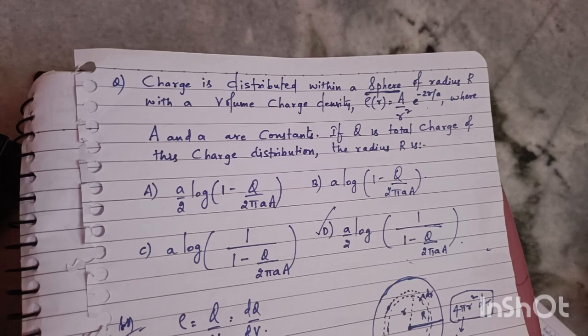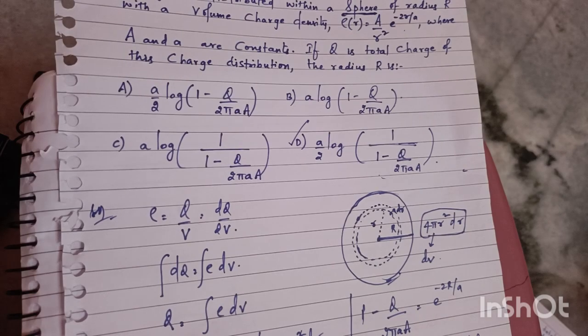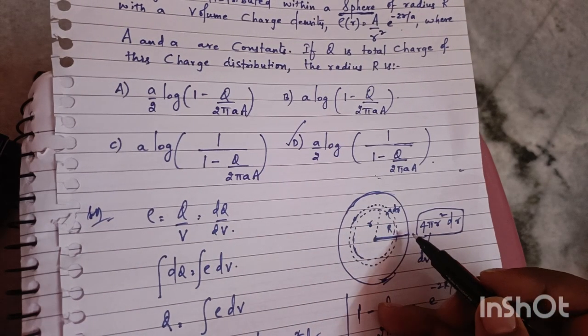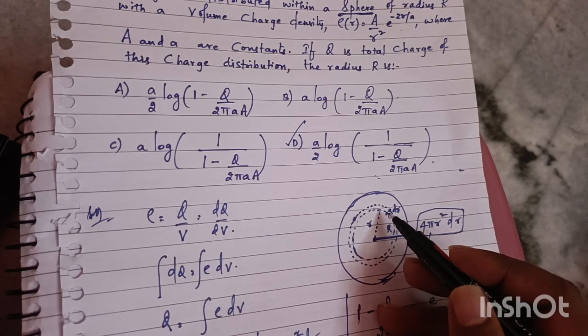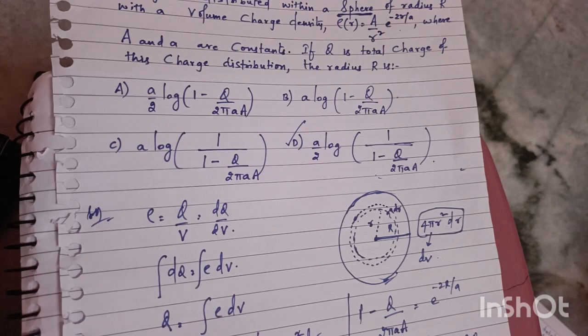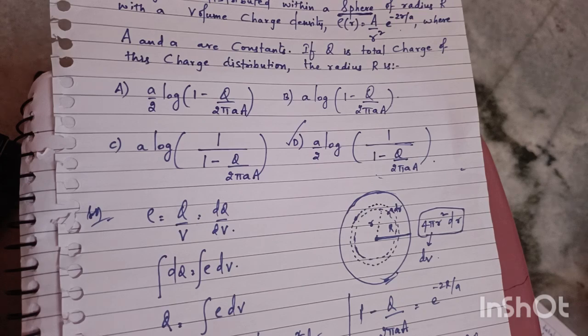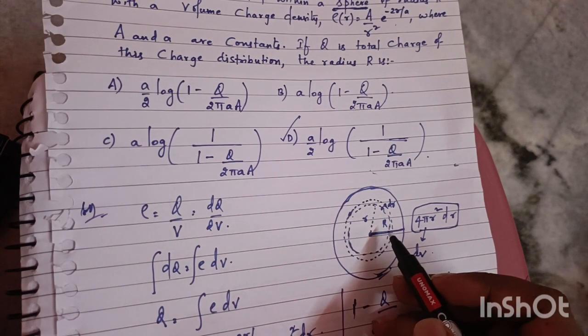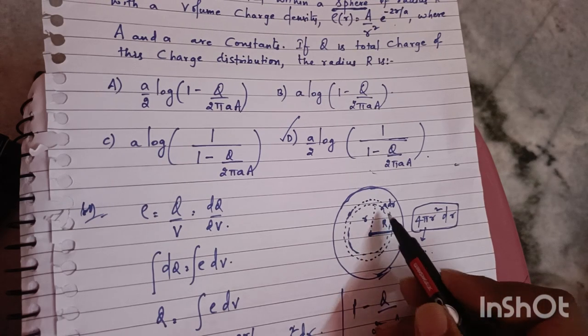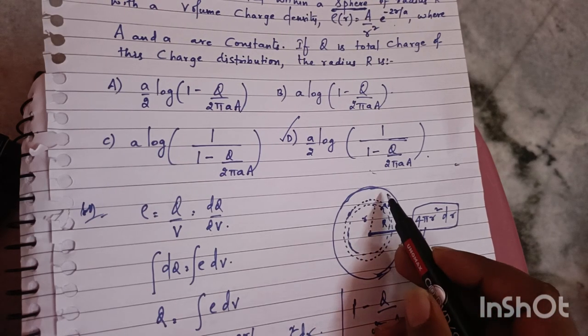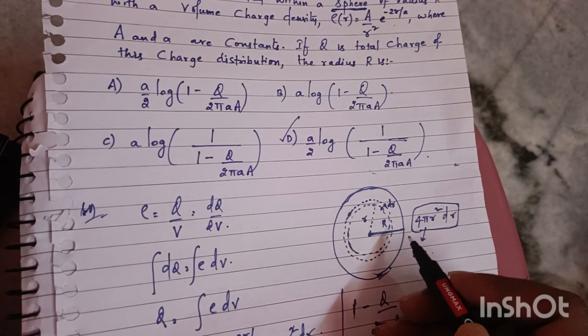So, variable charge density. Consider a sphere of radius capital R, and at some particular distance small r, I've imagined an elementary sphere of thickness dr, and its radius is small r. If I take the limits from 0 to r, then I would cover the complete sphere.